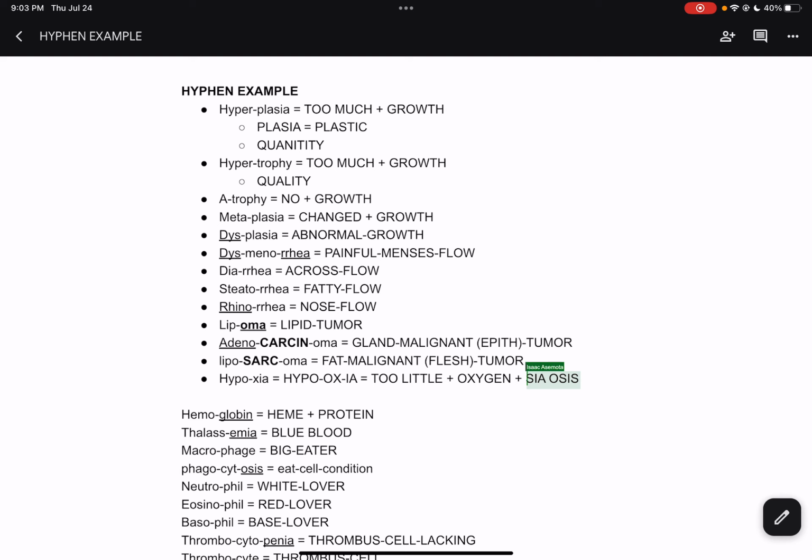It's just a meaningless word that just means condition. It's basically just grammar, because they don't want to say "hypox." So it's just there for grammar. So hypoxia means too little oxygen condition, the condition of having too little oxygen. What's it referring to? It's referring to the end goal, the tissues.